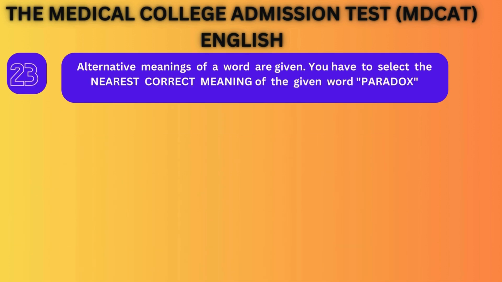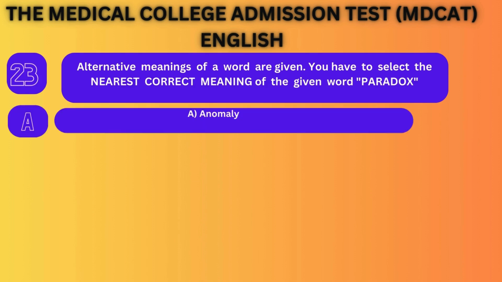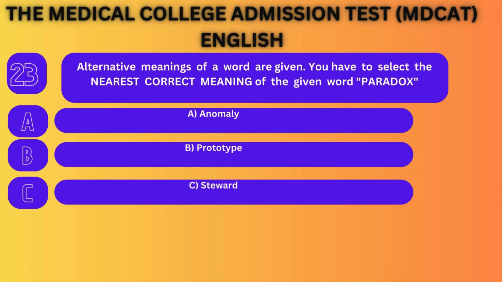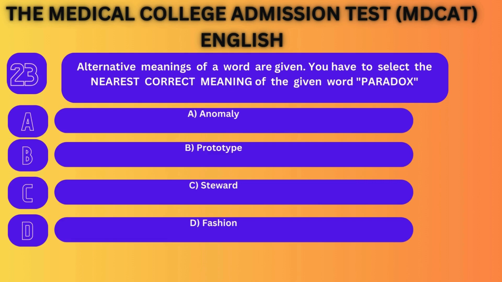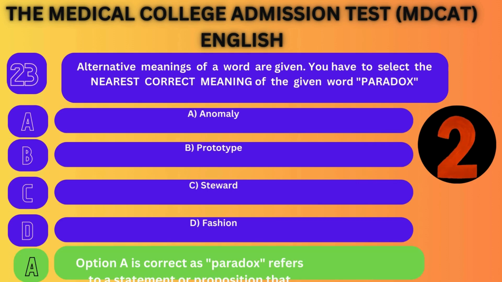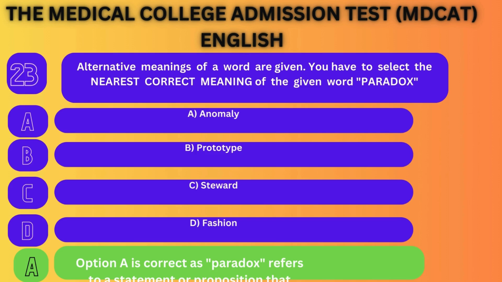Question number 23. Alternative meanings of a word are given. You have to select the nearest correct meaning of the given word, paradox. Option A. Anomaly. Option B. Prototype. Option C. Steward. Option D. Fashion. Correct answer is A.